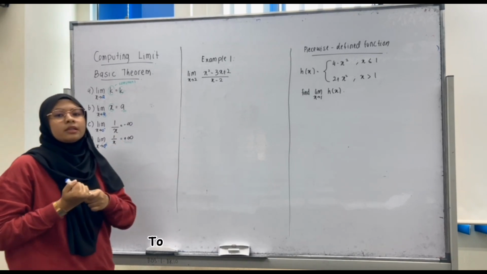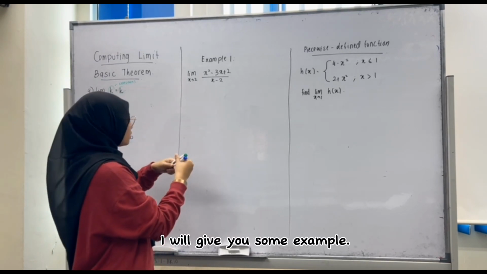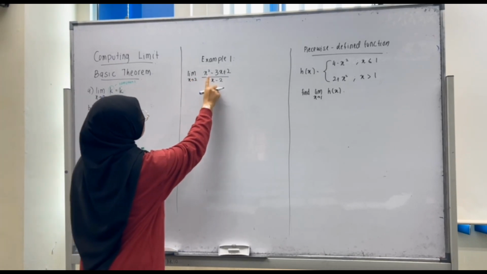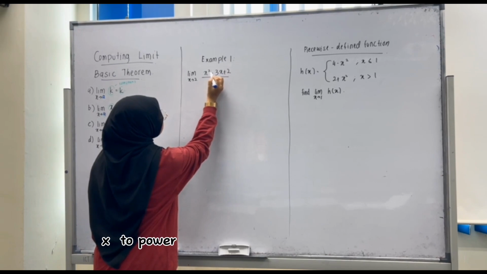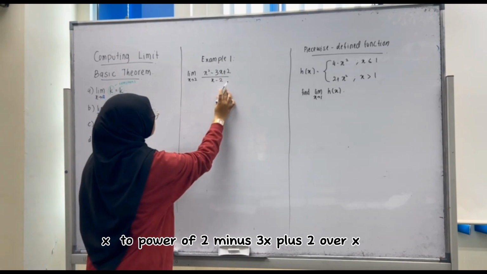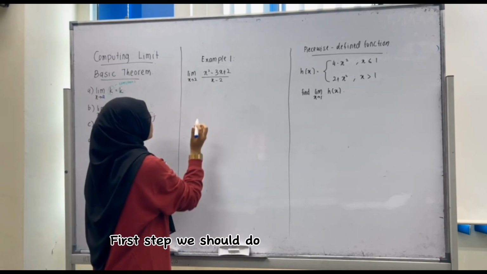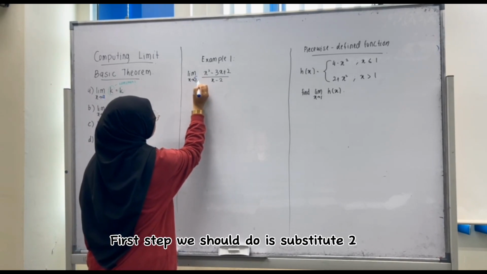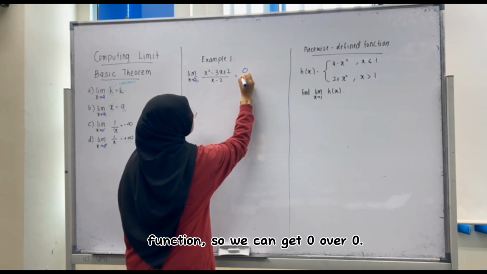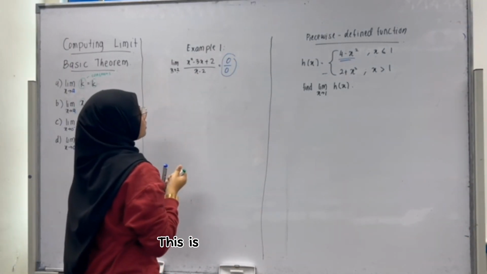Okay, to make it more understandable, I will give you some examples. Okay, this is the limit of x squared minus 3x plus 2 over x minus 2, as x approaches 2. The first step we should do is substitute 2 into this function, so we get 0 over 0. This is an indeterminate form.